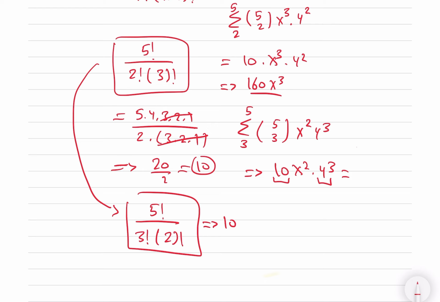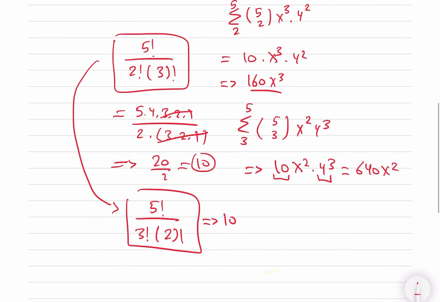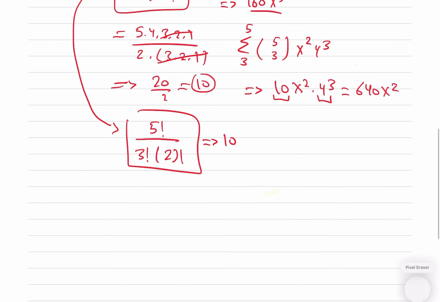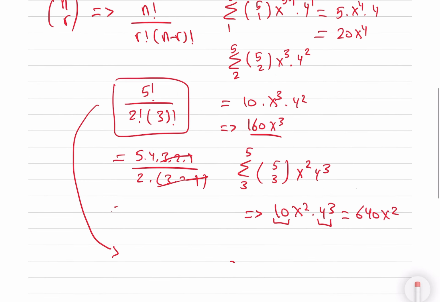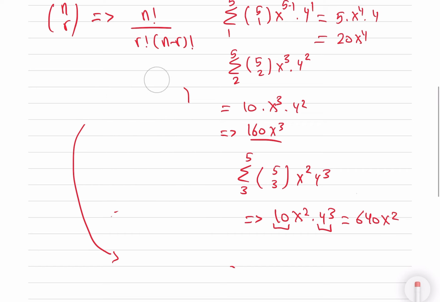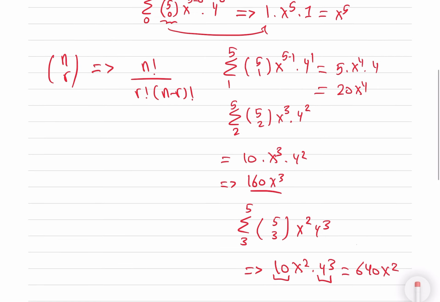Okay, times, so it's 640x squared. Now let's do the remaining numbers. Let me erase this really quick. Okay, now you don't really need to do this anymore. You could just plug it in. Forgot that the calculator has an option.